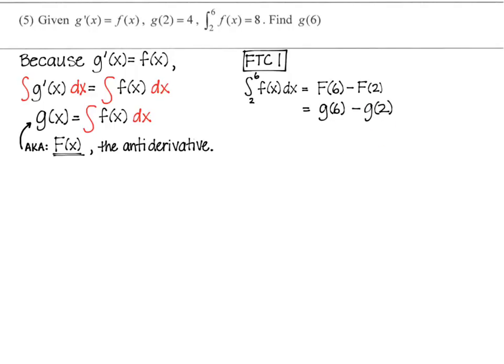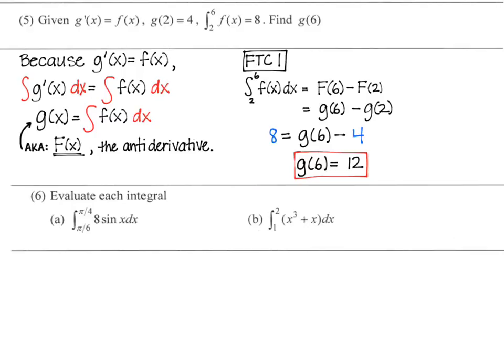But we also have this integral from 2 to 6 right up here is 8. So instead of writing this integral, I'm going to write 8. And wherever I see g of 2, that was also given right here. G of 2 is 4, so I substituted that in. Solving for g of 6, we get 12, which is what they were asking for.